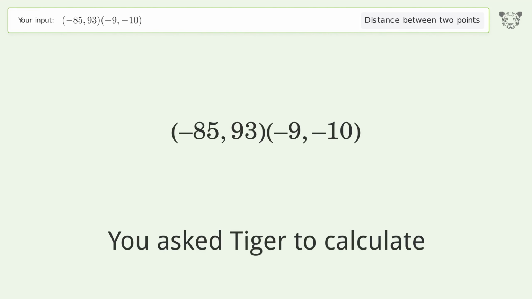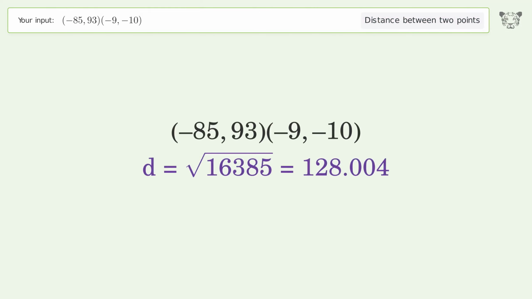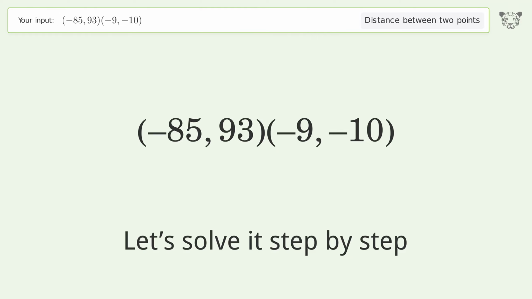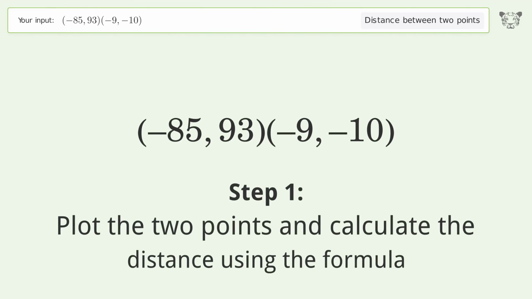You ask Tiger to calculate. This deals with the distance between 2 points. The distance between the 2 points is the square root of 16,385, or 128.004. Let's solve it step by step. Plot the 2 points and calculate the distance using the formula.